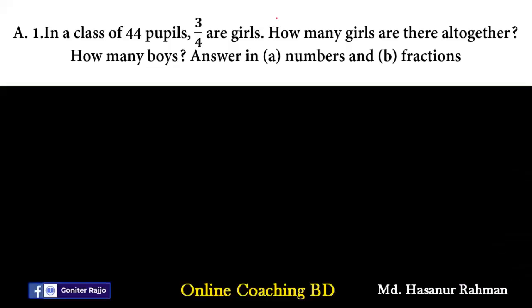Number A1. This question says, in a class of 44 pupils, 3 by 4 are girls. How many girls are there altogether? Then we have to find out how many boys, and we have to find out this answer in numbers and fraction. There are a total of 3 questions there.